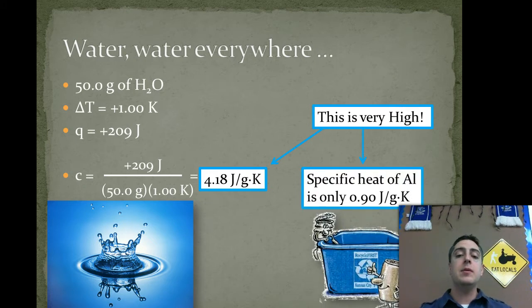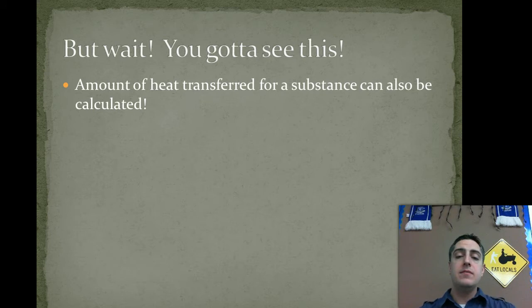Conversely, if you look at the heat capacity of aluminum, that only has a heat capacity of 0.9 joules per gram Kelvin. So the amount of energy needed to raise the temperature of aluminum is significantly less than the amount of energy needed to raise the temperature of water. But that isn't good if you're trying to find just the specific heat of something.